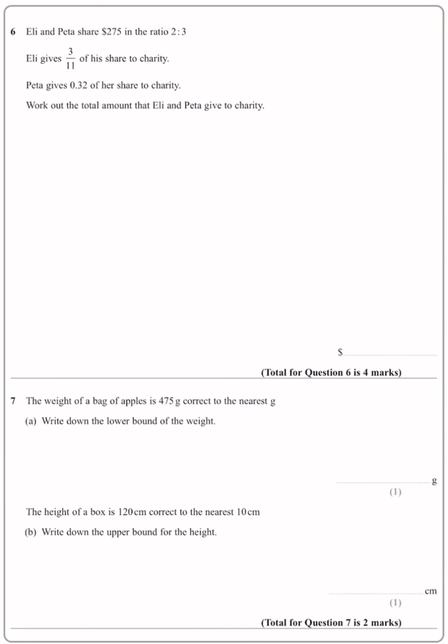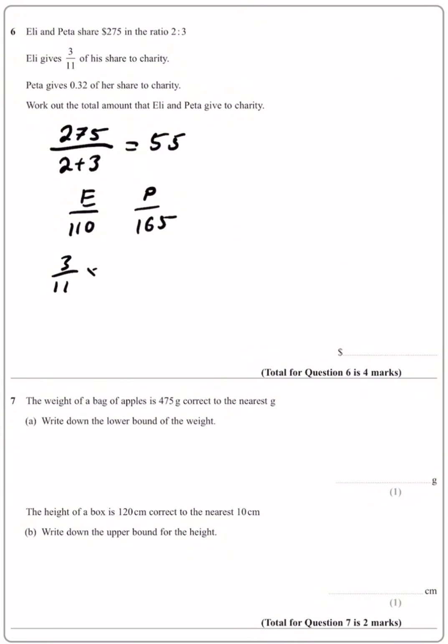Question number 6. They're sharing $275 in the ratio of 2 to 3. So I'll divide the 275 by the 5 parts that makes in total. It means that each part is worth 55. The person getting 2 parts will therefore get 110. The person getting 3 parts will get 165.